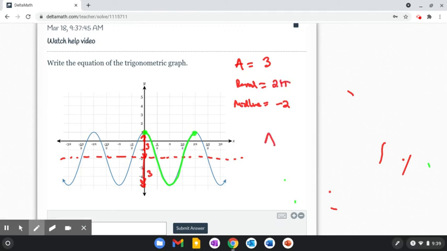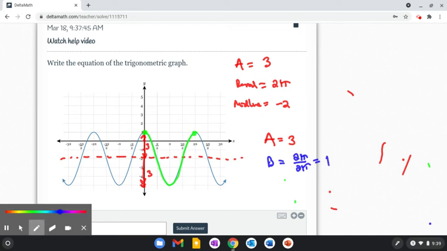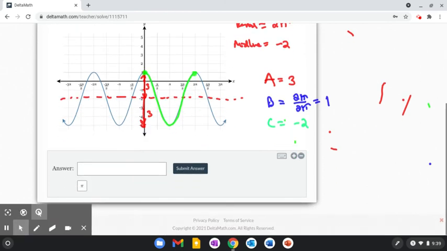So A is just going to be the same amplitude, it's just 3. B is going to be 2 pi over the period. So 2 pi over the period, which is 2 pi. So 2 pi over 2 pi is actually just 1. And then our C is the midline. This one does happen to be -2, so C is going to be -2. So now we've got all of our information.